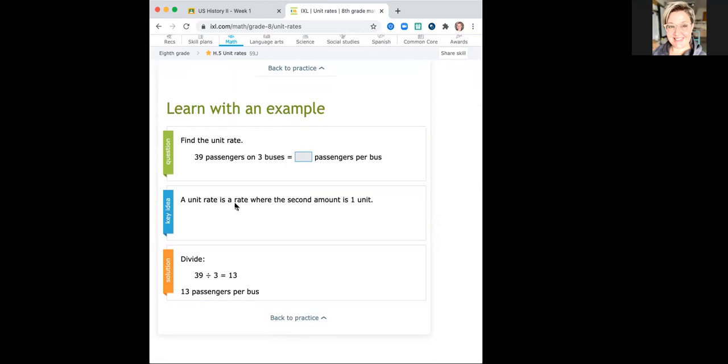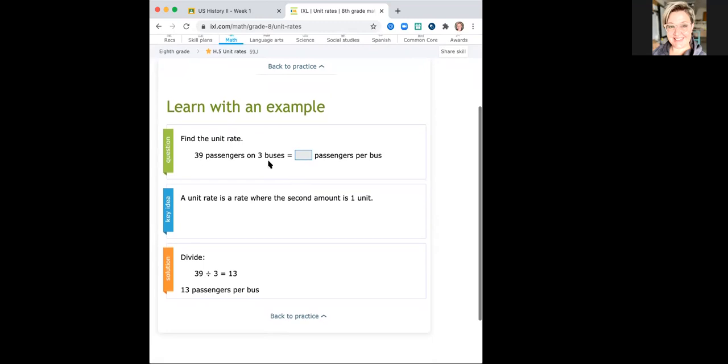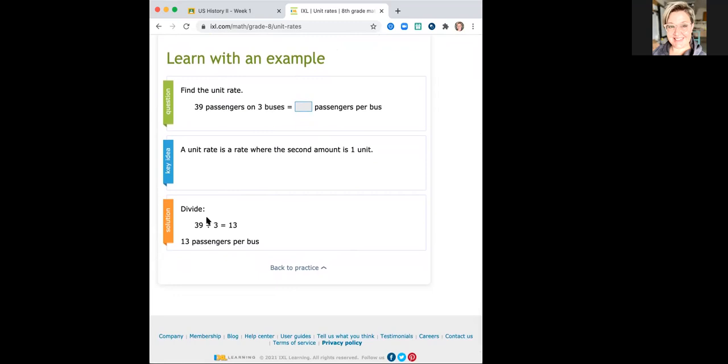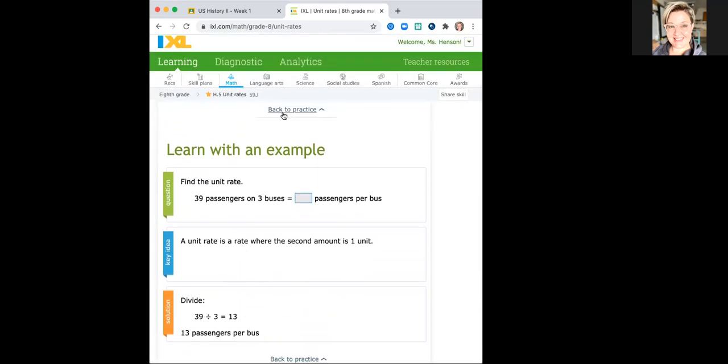So a unit rate is a rate where the second amount is 1 unit. So rather than 39 for 3 buses, we want to know how many passengers are on 1 bus. We're making the assumption here that they are all equal. There's an equal amount on each bus. So all we need to do is divide. 39 divided by 3 equals 13. 13 passengers per bus.